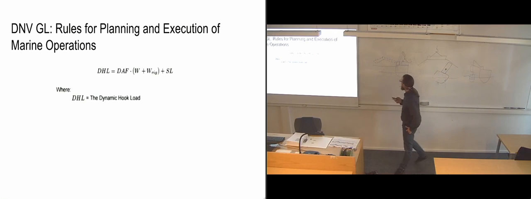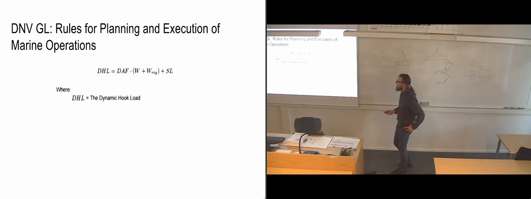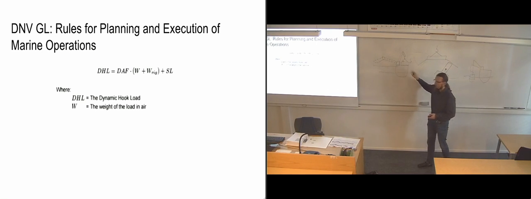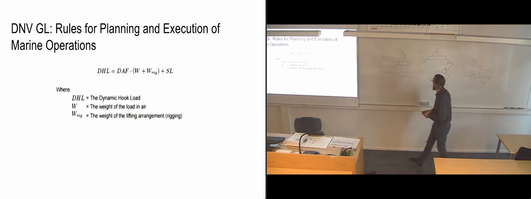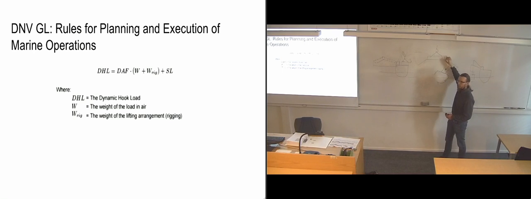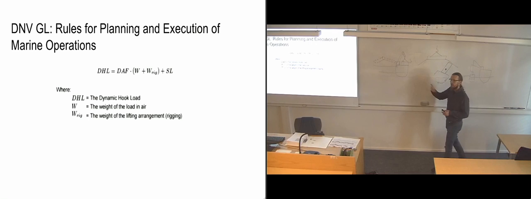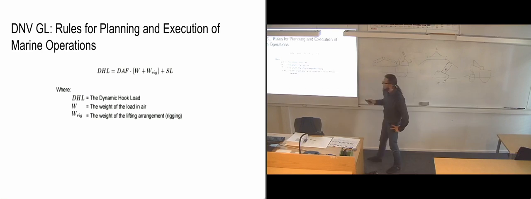So DHL, the dynamic hook load, is basically the forces that are working on our hook where it's connected to the lifting wire. W is the weight of the load that we're lifting in air. So the weight in air. W rig is the weight of the lifting arrangement or the rigging. So if we have one of these extra yokes or lifting beams or anything like that we need to use in order to manage this lift, we have to add that weight also, because that is also going to affect the point where the hook is connected to the lifting wire.